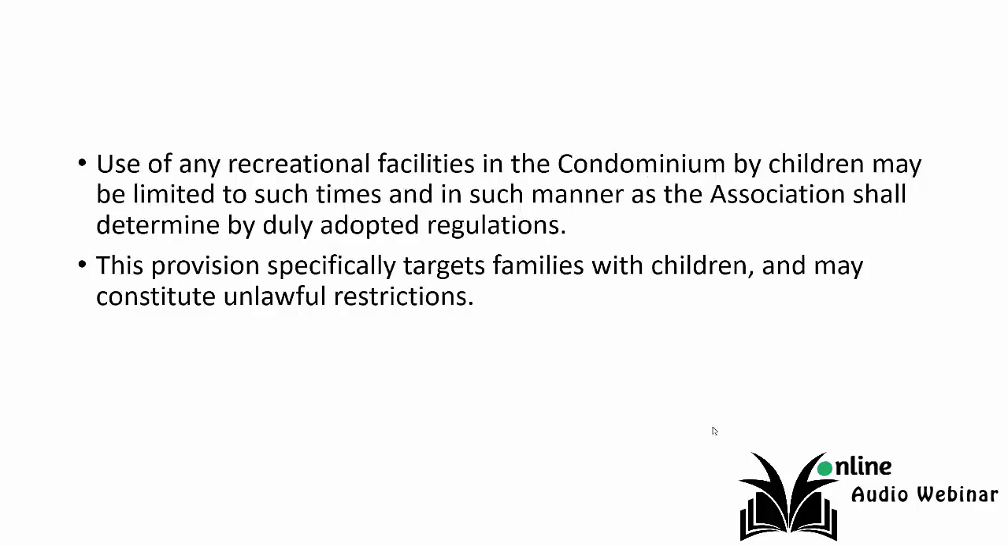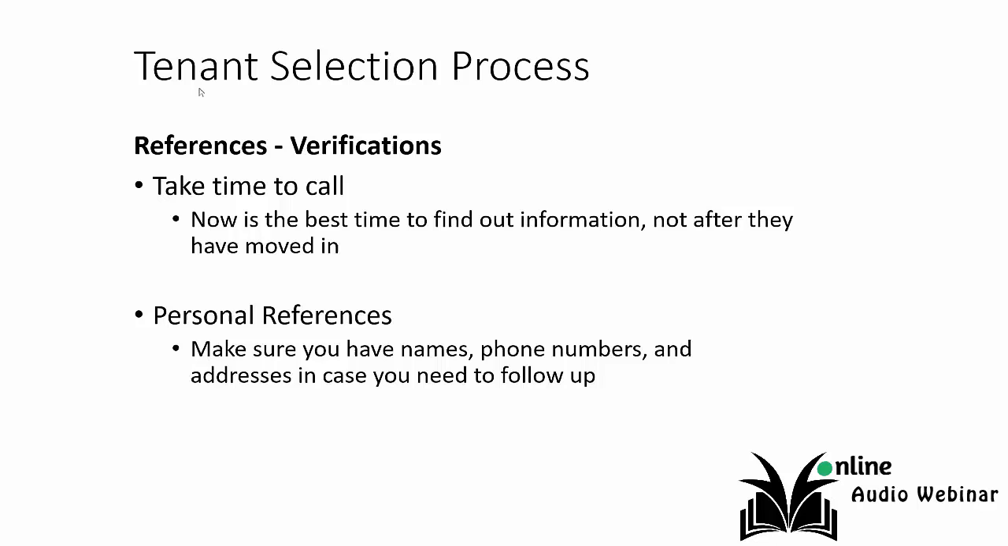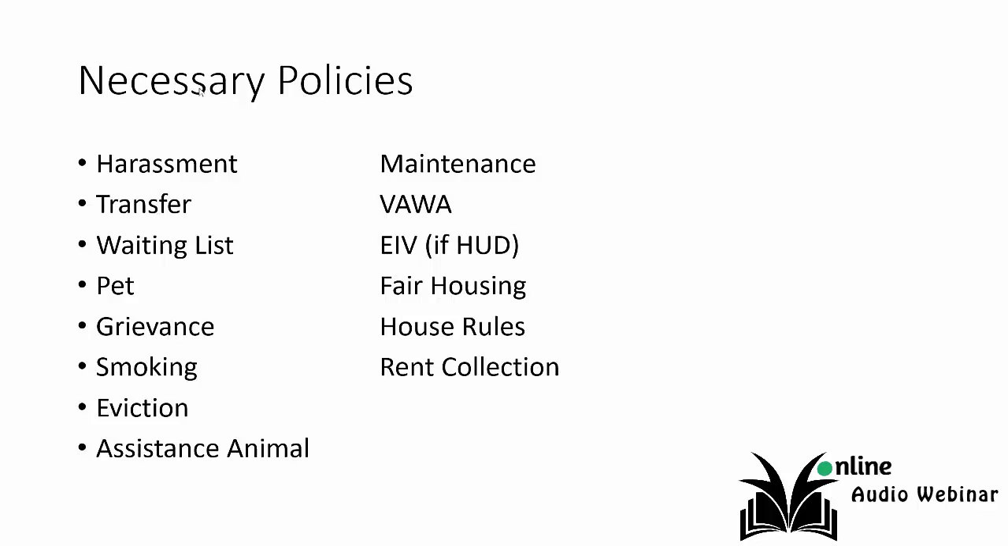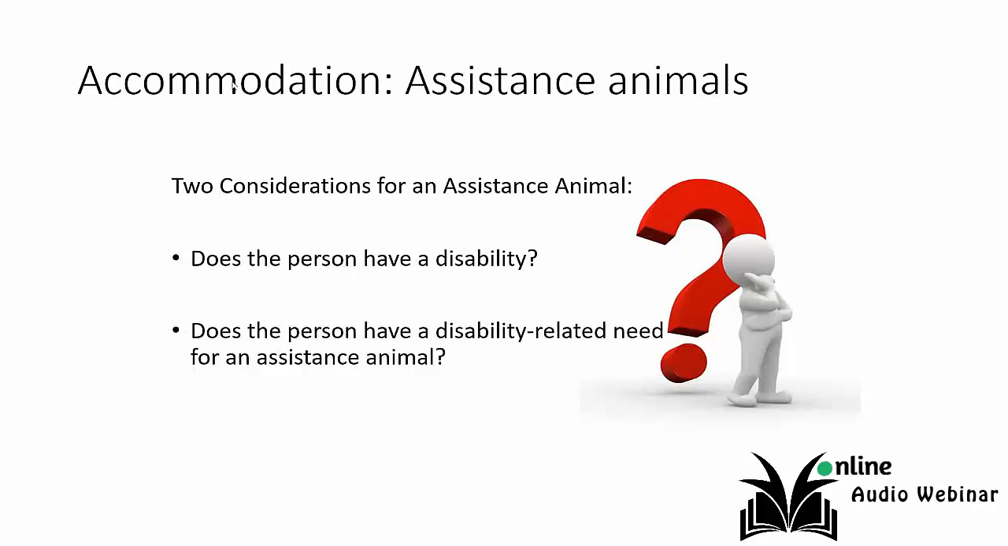Use of any recreational facilities in a condominium by children. Tenant selection process: in your tenant selection process, when you do your verifications. Now, there are also policies that you need to have at your property. Now we'll talk about accommodation with assistance animals.